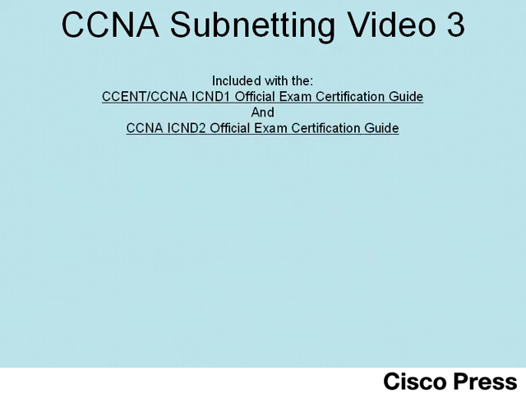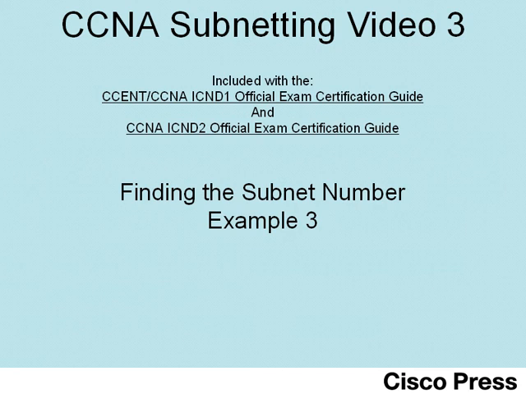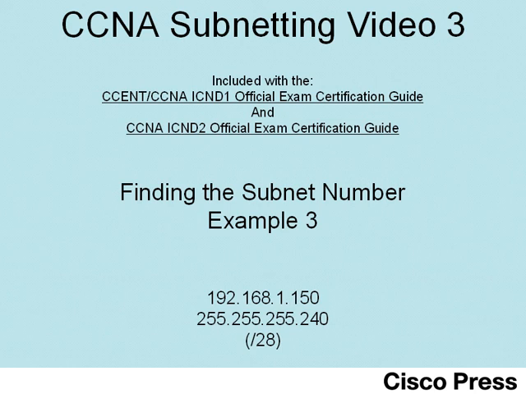This is the third of 8 subnetting videos that come with the ICND1 and ICND2 official exam certification guides from Cisco Press. This is the third video that shows how to find the subnet number given an IP address and a mask. This video shows how to find the subnet number for IP address 192.168.1.150 with mask 255.255.255.240.